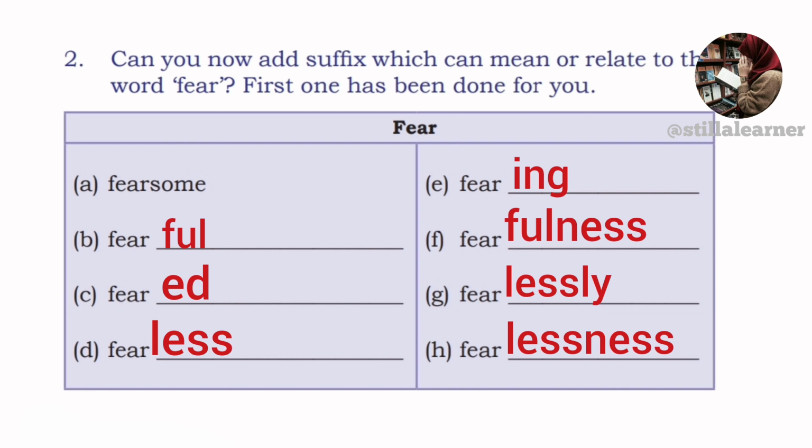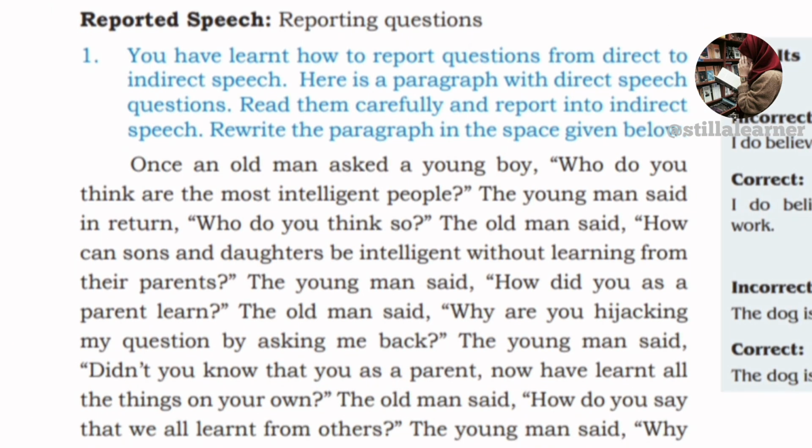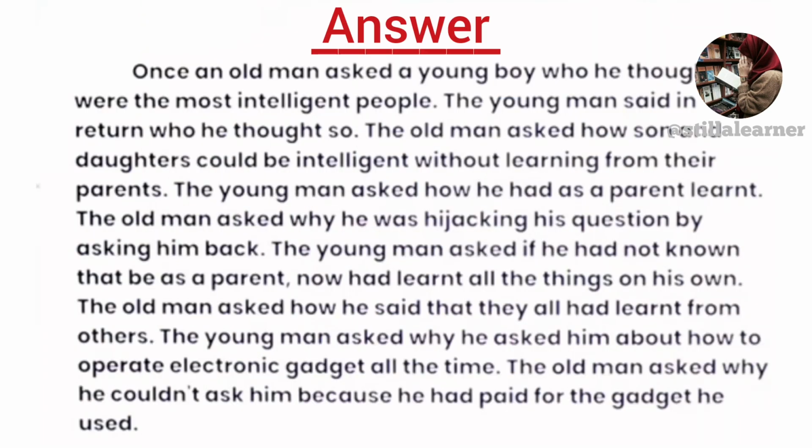Okay? Next we have grammar part. In this grammar part we have reported speech. What we have to do, here one paragraph is given. Already this paragraph is in direct speech. We have to convert it into indirect speech. Okay, I'll provide an answer for you. You just write it down. Okay, this is the answer.